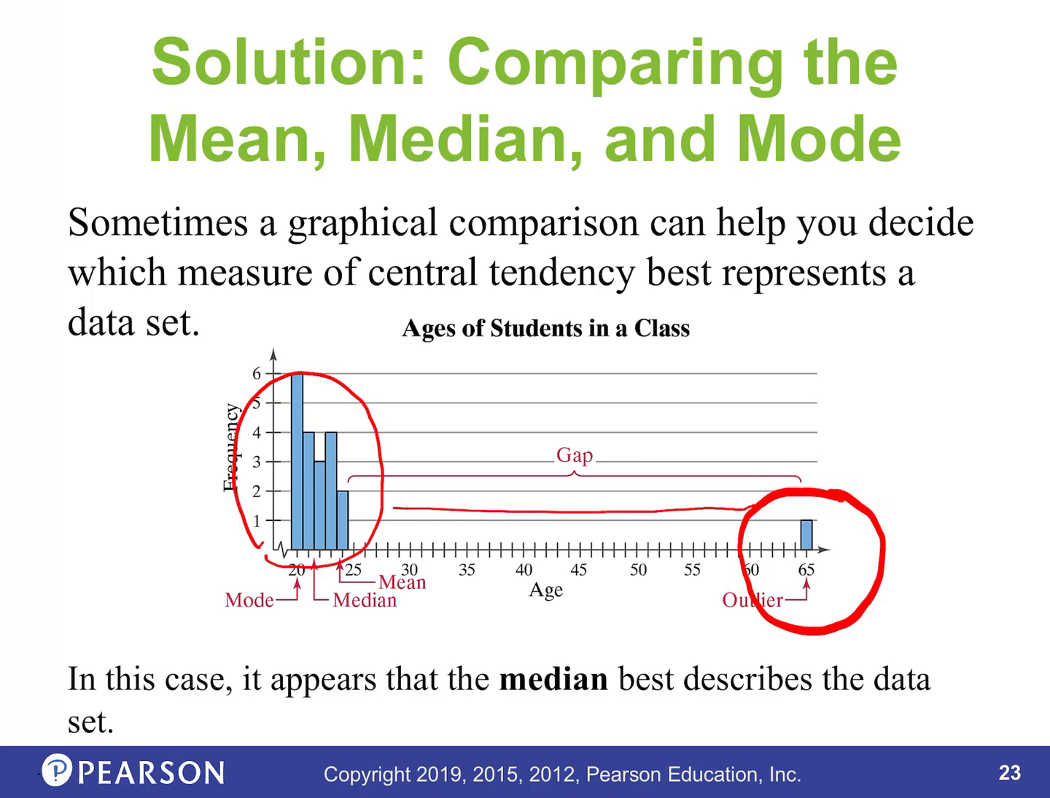If we were talking about money income, this is the typical amount that a family makes in your neighborhood. And then we throw in Jeff Bezos, CEO of Amazon, and that throws everything way off, right? In this case, it appears that the median best describes the data set.